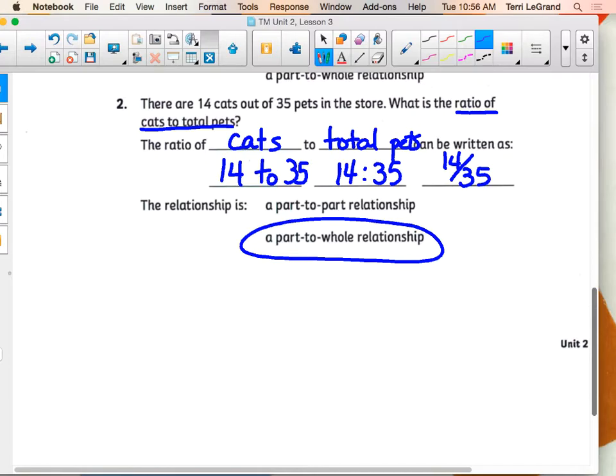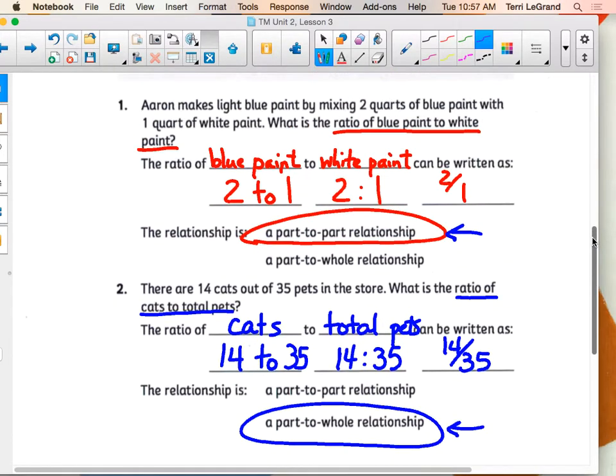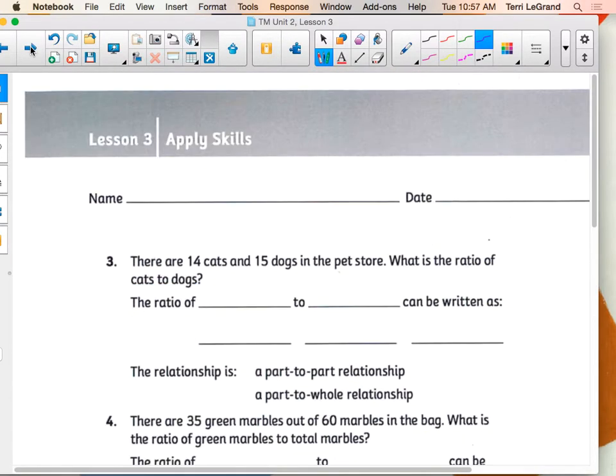How about this one? Can our 14/35 be called a fraction? Yes, that one can be called a fraction because it is a part-to-whole relationship. So a ratio can sometimes be called a fraction and other times it can't. It just has to be called a comparison. Okay, let's go to the next page where we're going to do some more of these.